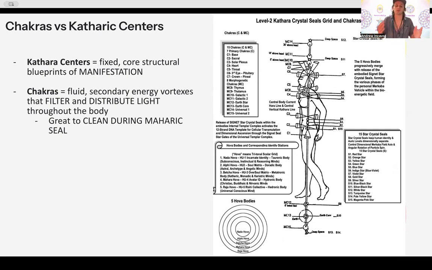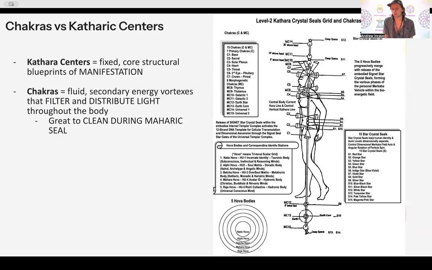All right. But from a higher dimensional point of view, it's much more about the Kathara centers and the chakras and the hova bodies and the auric field and the partici, particae, and particum making the keylon codes in your morphogenetic field. These are the structures that build up your energetic body, and that's what we're talking about here. So yeah, I think I've already read this here. Your chakras are fluid secondary energy vortices that filter and distribute light throughout the body. Think of them as power cords.